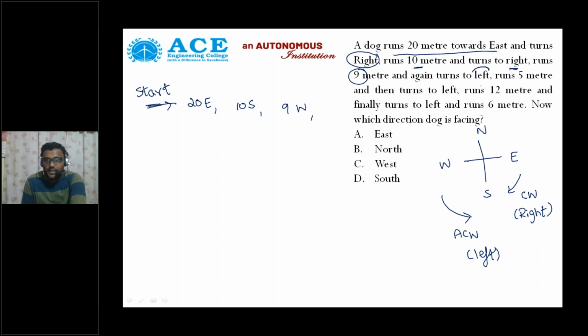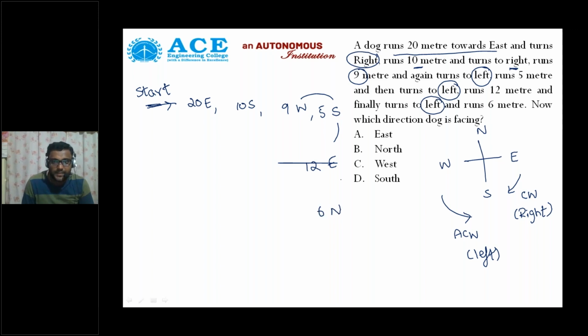Then left. Now here you have taken left. Left means anti-clockwise from west, so you are going south, 5 meters south. Again left, from south, left means east. 12 meters east. Then again left from east means anti-clockwise, we get north, 6 meters north.